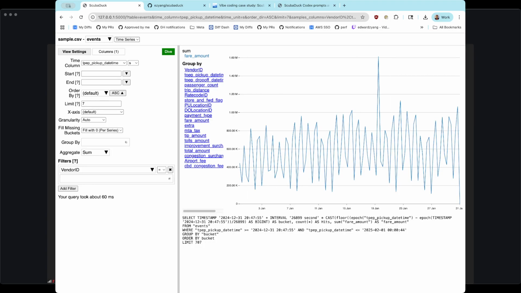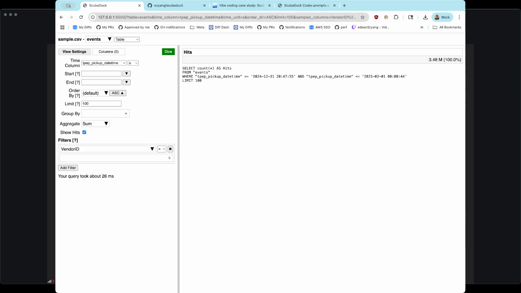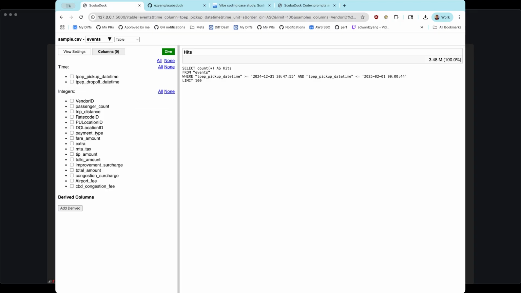And like Scuba, you can also ask it to do different sorts of things. So we can go look at the table view. We can say, okay, how many records do I have in the database? I have 3.4 million records. I can say, okay, let's group by something. What if we group by something special like how many passengers there were? And then what do I want to look at in the table?